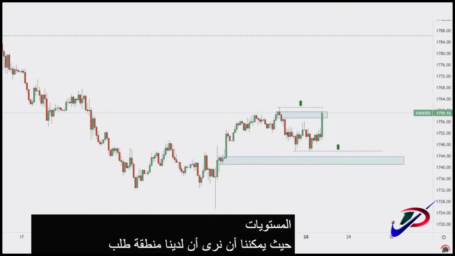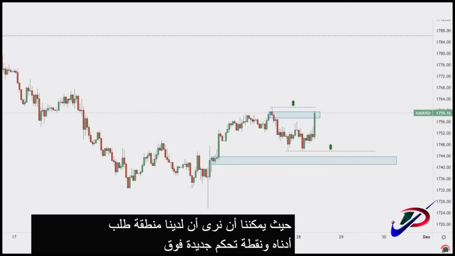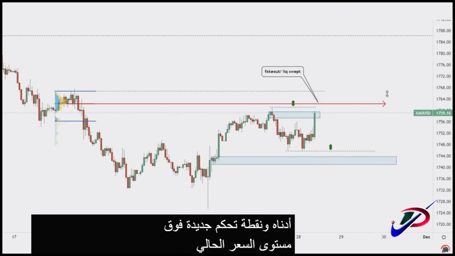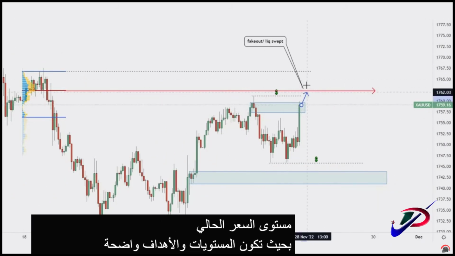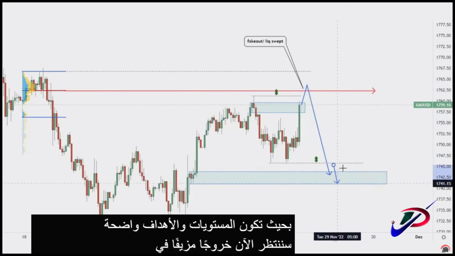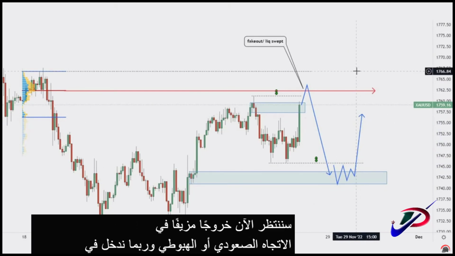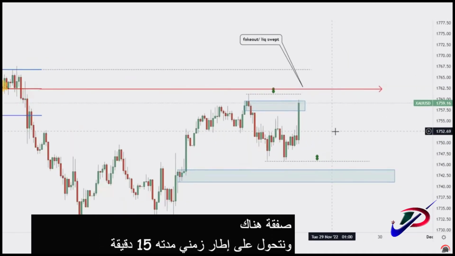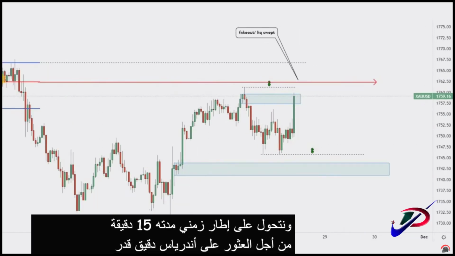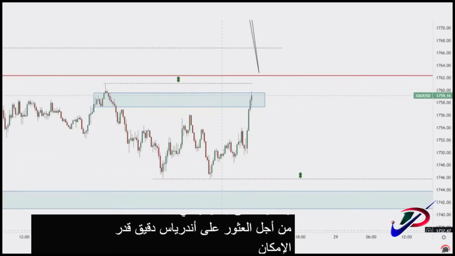As we can see, we have a demand zone below and a fresh point of control above the current price level. So, the levels and goals are clear now. We are going to wait for a fake out in the upside or downside direction, and probably enter a trade there. We are shifting to the 15-minute time frame in order to find an entry as precise as possible.